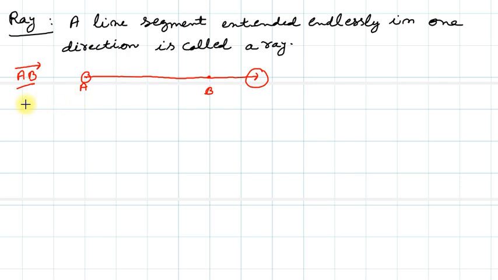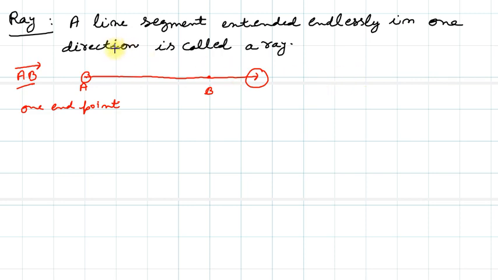One endpoint, namely A, called the initial point of ray AB. A ray does not have a definite length, right? So any number of rays can be drawn with the same initial point.